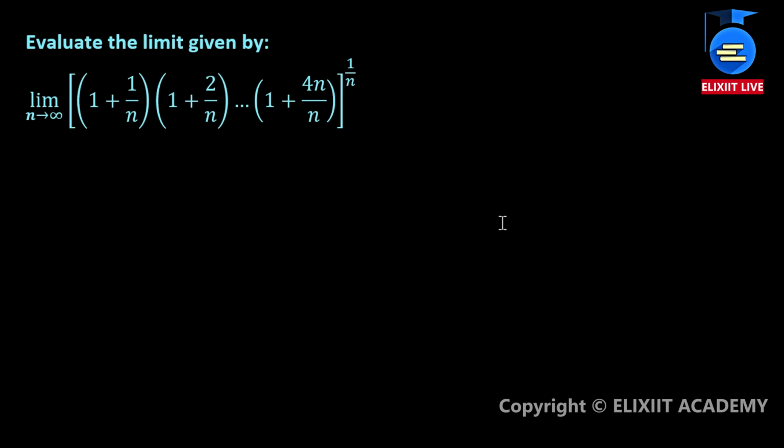Okay, we have been asked to evaluate this limit, which is given by limit n tends to infinity, (1 plus 1 by n)(1 plus 2 by n) up to (1 plus 4n by n), whole to the power 1 by n. How do we solve this?